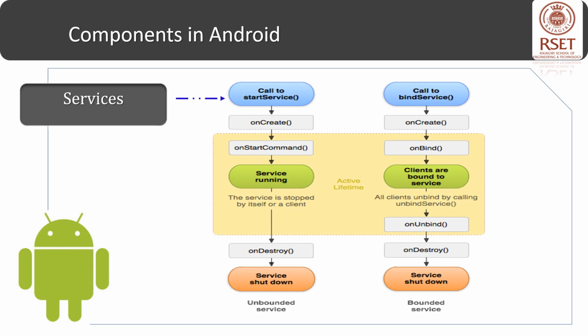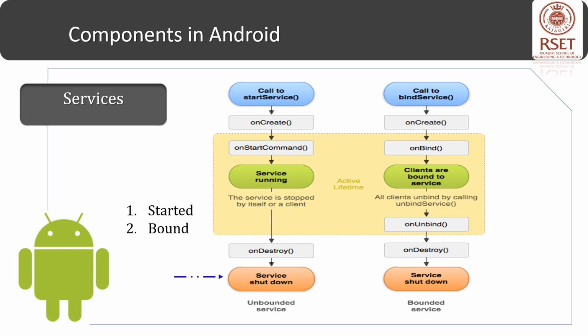An unbounded service is started when a component like an activity calls the startService method and the activity begins to work. The activity is activated by invoking the onCreate method and the service starts running by invoking the startService method in Android. And finally, when the service is stopped by itself or a client, it shuts down the service. This is how an unbounded service works.